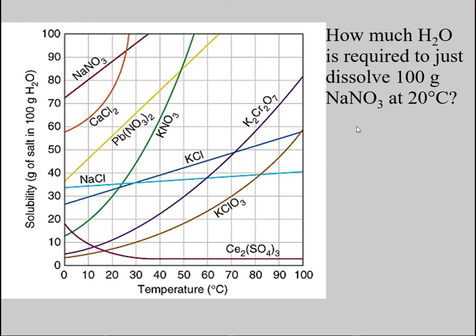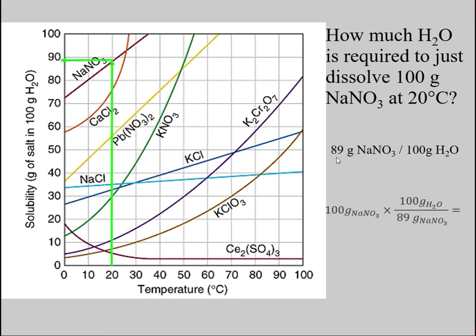Suppose I want to dissolve 100 grams of sodium nitrate at 20 degrees Celsius. How much water do I need? Well, first I've got to figure out, what's my ratio at 20 degrees? So for 20 degrees, I can go up here and I can see that about 89 grams of sodium nitrate can dissolve in 100 grams of water.